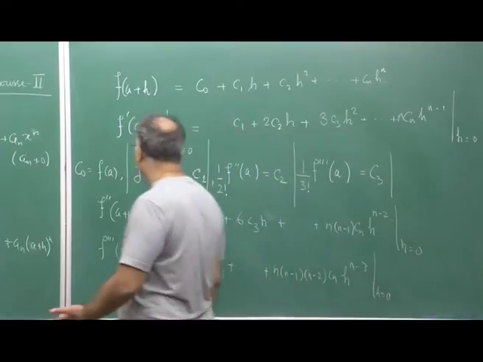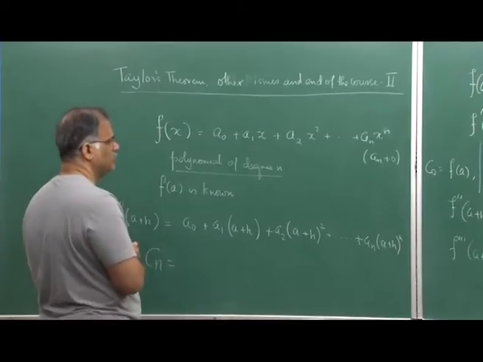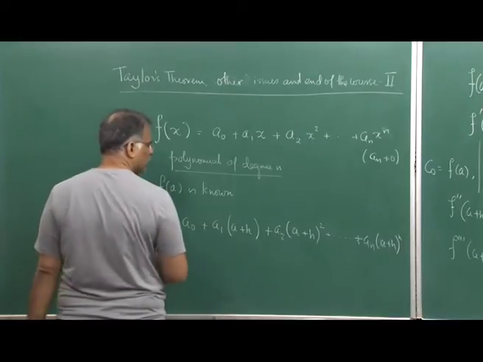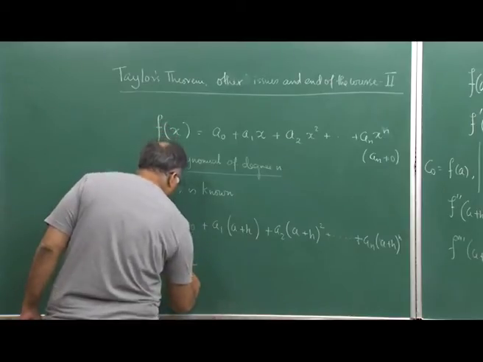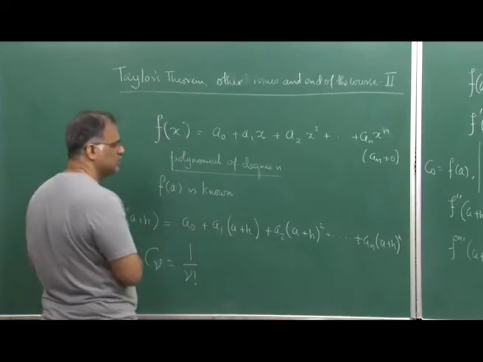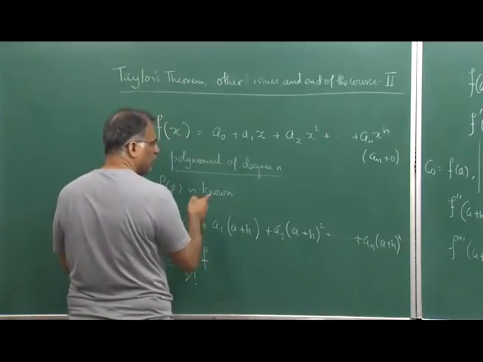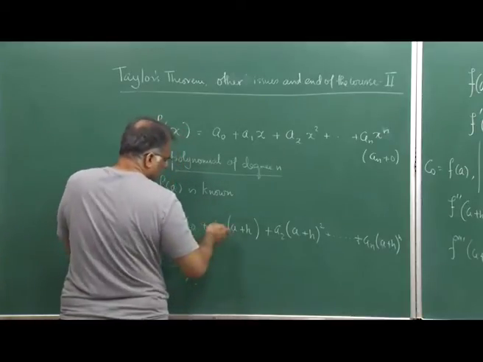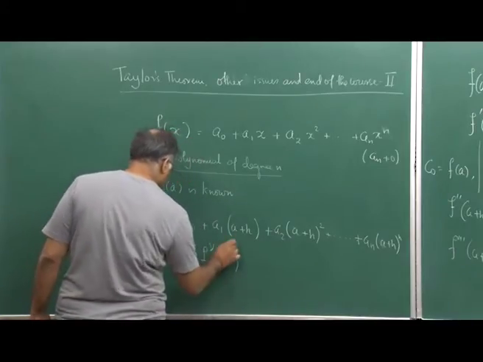So, what is the general form of this C0, C1? So, in the general case, on any C nu, say C nu is 1 by nu factorial f nu, I am not writing dash dash dash, f nu means the number of times it is differentiable at a.